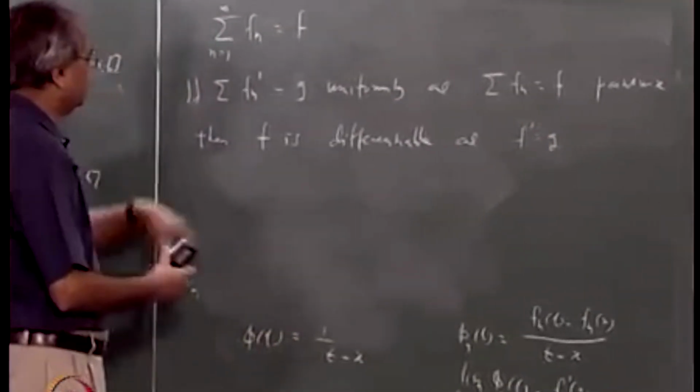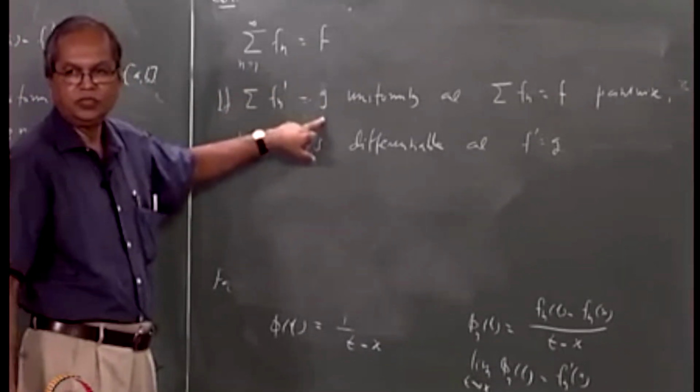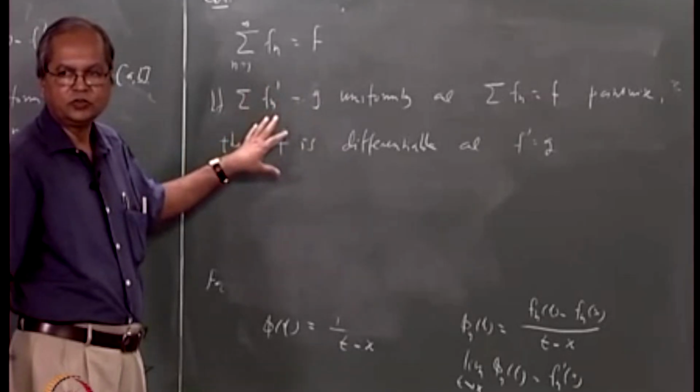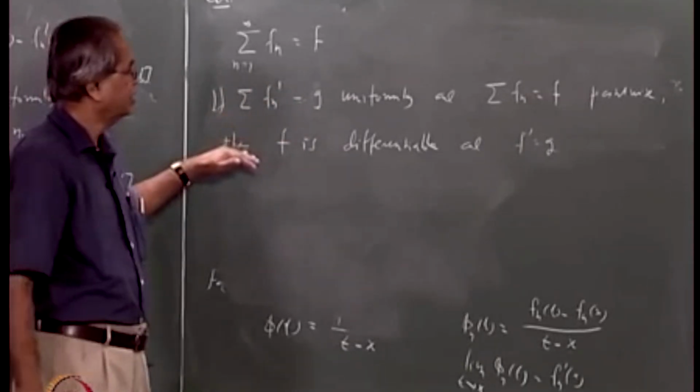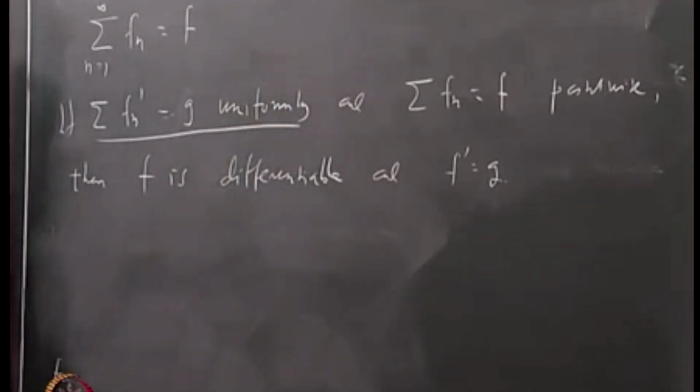In other words, if sigma fn is equal to f, then sigma fn prime is equal to f prime, which basically means that you can interchange the operations of summation and differentiation. That you can do provided sigma fn prime equal to g, that is, the series obtained by differentiating each term, must be uniformly convergent. Then only can you interchange the summation and differentiation.